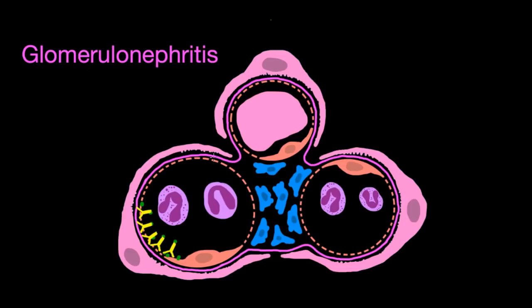So let's look at this capillary loop. You can see that there are inflammatory cells that have shown up. And so why are they here? Well, there's antibodies binding, and then there's complement. And so, of course, that will draw in inflammatory cells. When the inflammatory cells show up, they release their enzymes and recruit more inflammatory cells, and it just destroys the whole structure here.